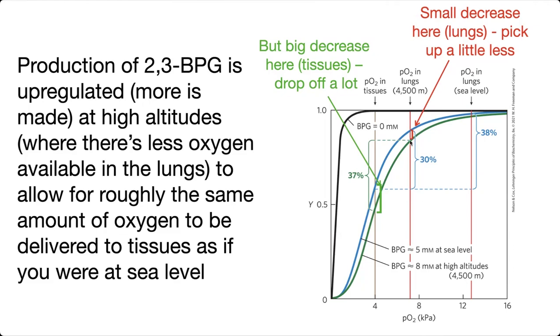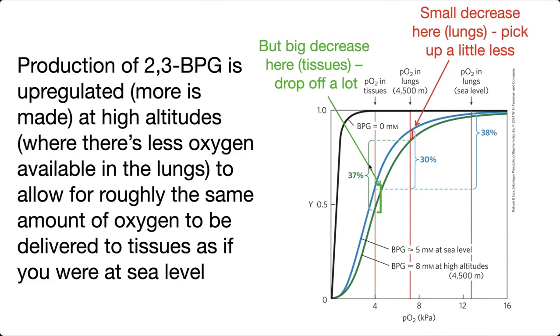But if you increase the BPG, now you're going to shift things right. And if you shift things right, you're picking up a little less in your lungs. You're a little less saturated in your lungs. But the curve is still flattish up here, and when you get to the big drop, you're shifting the position of the big drop. So you end up having a big difference between the different concentrations of BPG at the lower concentration of oxygen, the concentration you find in the tissues.